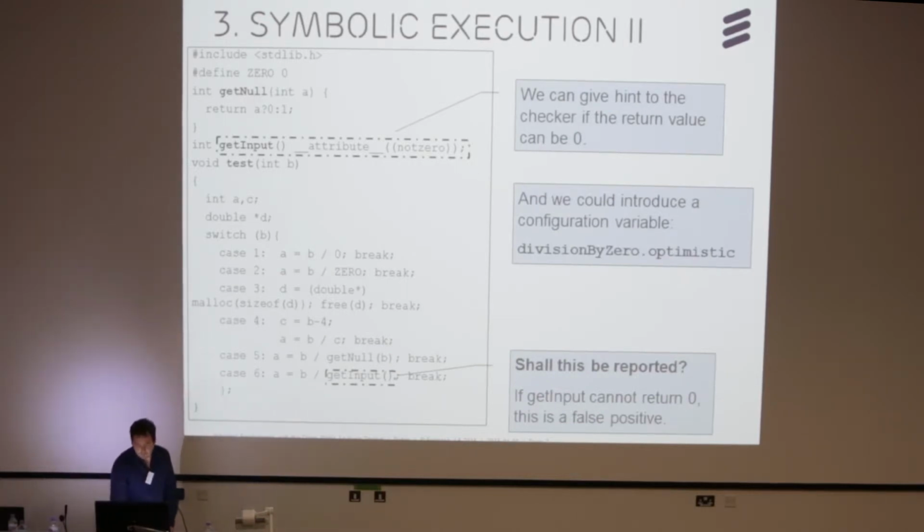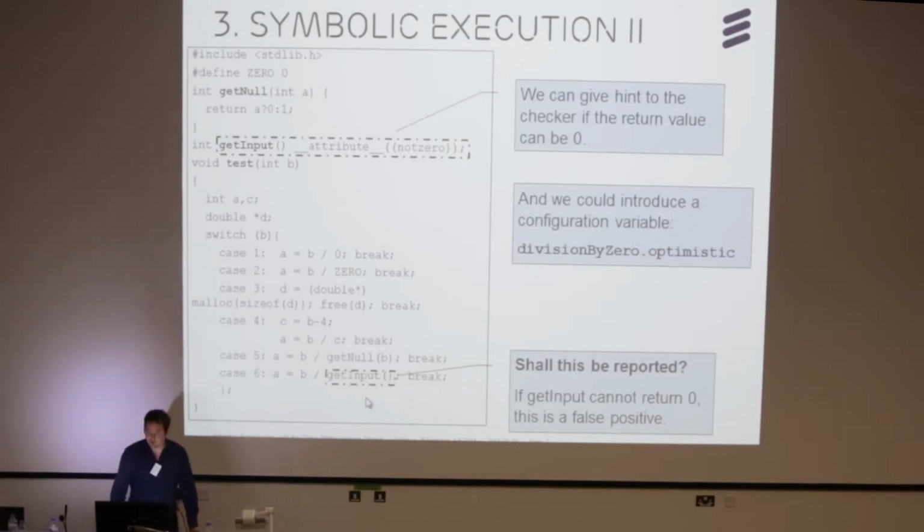Okay, what can a checker do with test case 6? Test case 6 divides by getInput, but the getInput function is not defined in this file. It is implemented in another translation unit. Unfortunately, Clang static analyzer at the moment cannot follow function calls and cannot reason about function calls that are cross-translational unit. So in this case, it doesn't know anything about this function, and maybe it also can be the case that it is implemented in an external library, so we don't even have the source code of it.